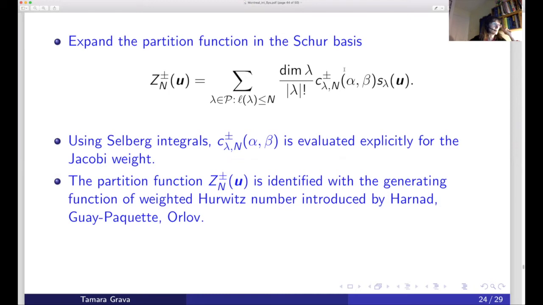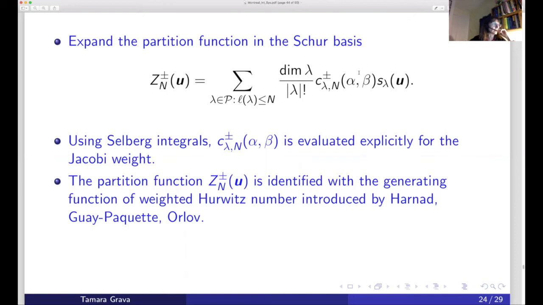It is essential in our case that we are taking the Jacobi polynomials normalized between zero and one. If you try to do the same between minus one and one, you don't have Selberg integrals available. So it's a subtle but important fact.